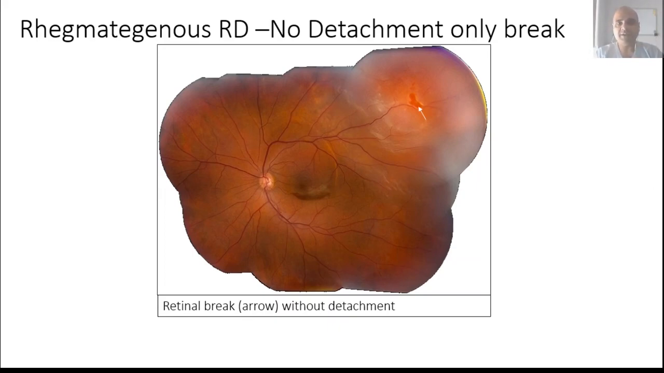They weren't aware of it. They didn't pay attention to it. But now they're presenting you with floaters, but a detachment hasn't taken place. So their major symptom is, "I see a lot of floaters."